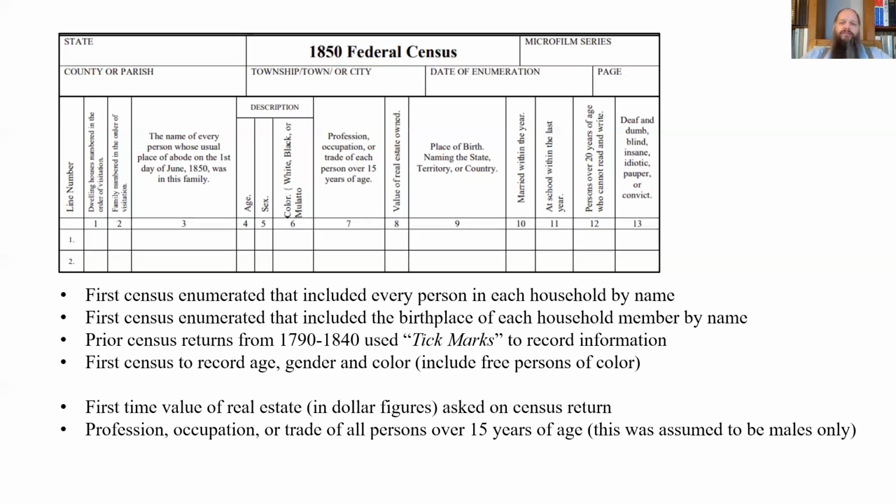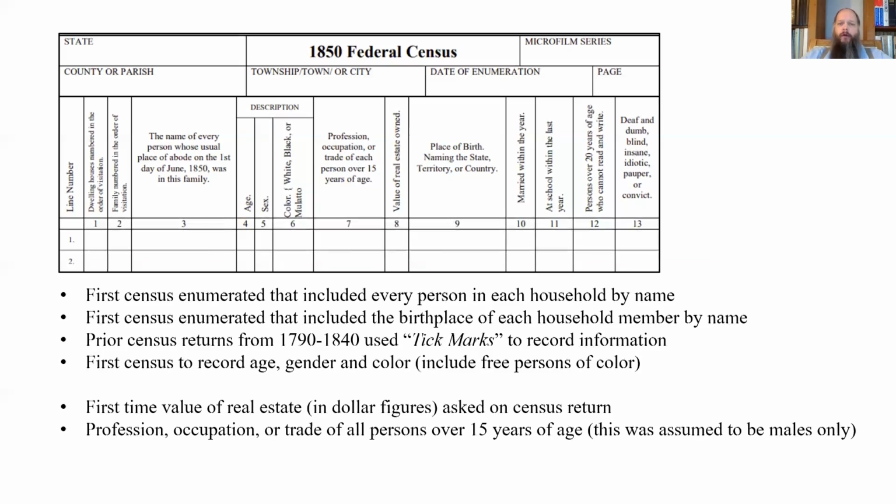This is also the very first census that asks the value of real estate. This is real property that's owned by individuals. So if someone owned property, they were not renters. This is actually asking the value of the property. It also asked about their profession, their trade, their occupation. And this was for persons who were 15 years of age or older. But this was assumed to only include males. It was not made clear that this would include females at all. This would come later with clarification in the 1860 and the 1870 census. This would include males only.